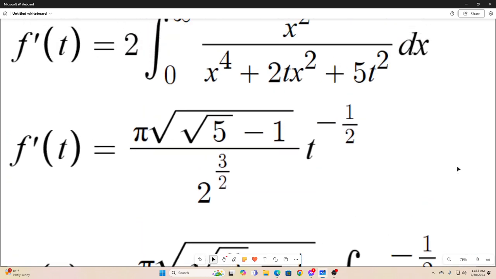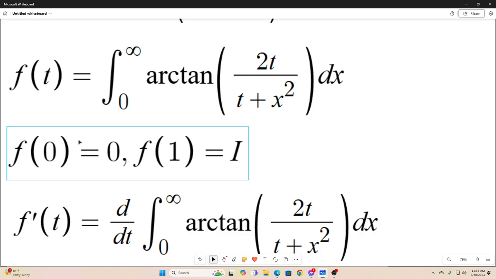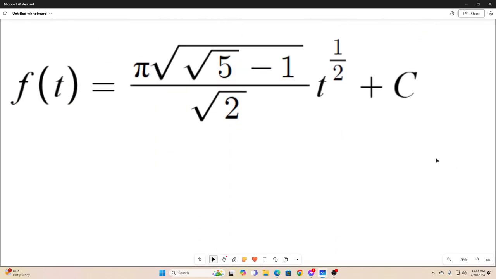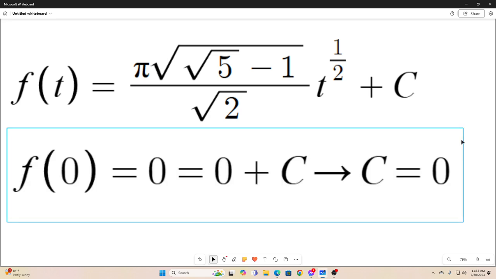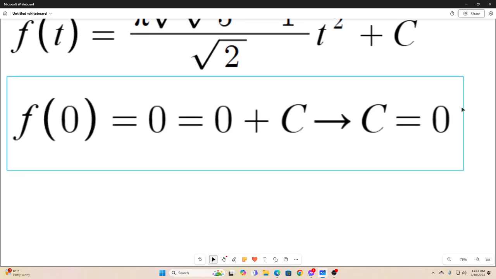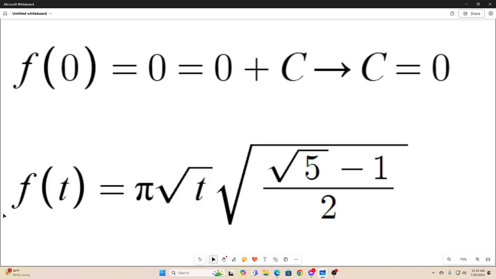Now, we can solve for c by using this fact, that f of 0 is equal to 0. So let's evaluate this at the point 0 and set it equal to 0. We have f of 0 equaling 0, we know that. This whole thing evaluates to 0 if you plug in 0 for t, plus c. That implies that c is equal to 0. So this is our f of t.